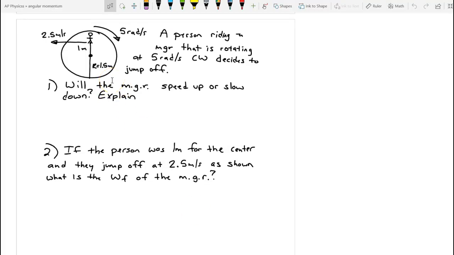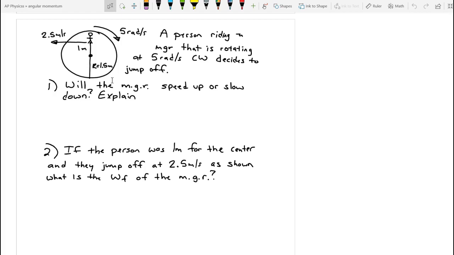Let's take a look at this problem. We have a merry-go-round rotating at 5 radians per second. A person 1 meter from the center of the circle is moving linearly at 2.5 meters per second. And it says the person jumped off. So this must be their final velocity when they jumped off.